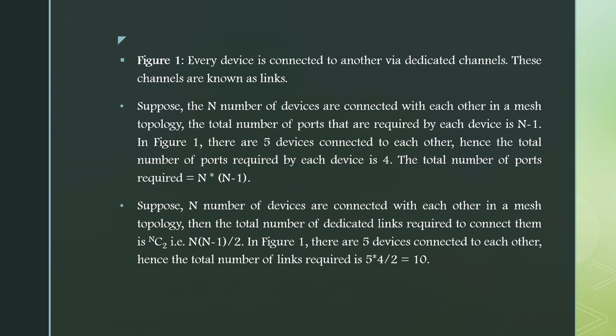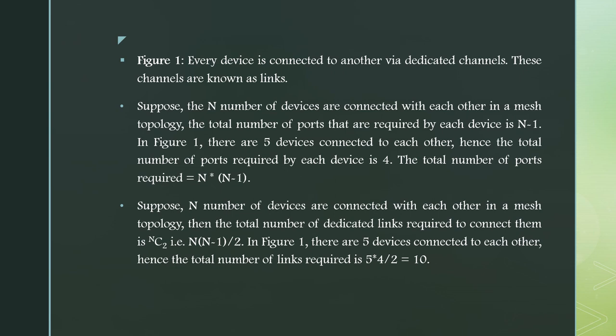In the given figure, you can find every device is connected to another via dedicated channels. These channels are known as links. Suppose the number of devices connected with each other in a mesh topology is n. The total number of ports required for each device is n minus 1. In figure 1, there are 5 devices connected to each other. Hence, the total number of ports required by each device is 4.